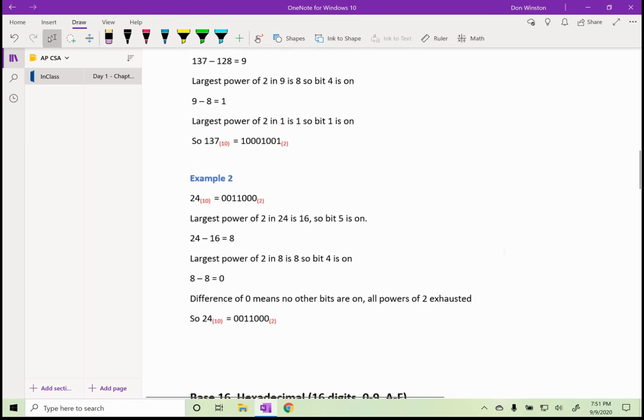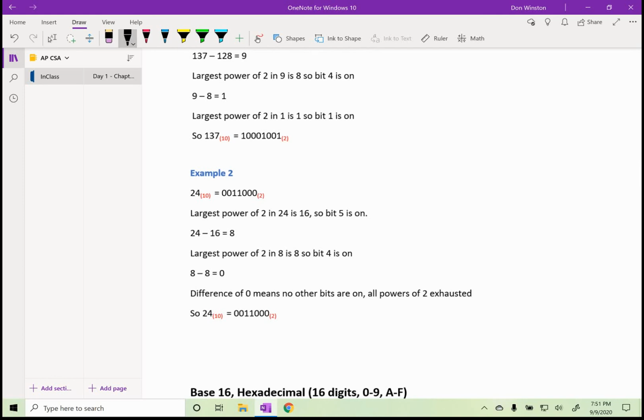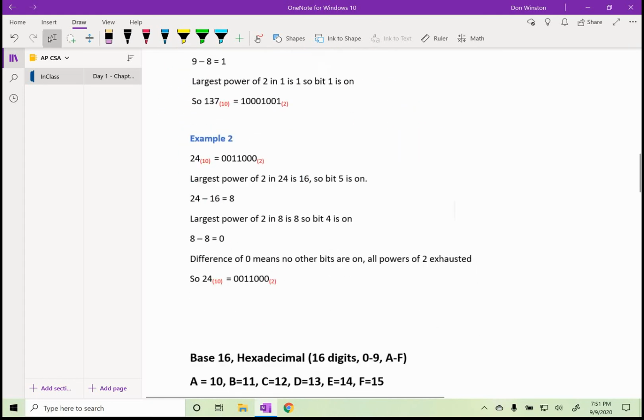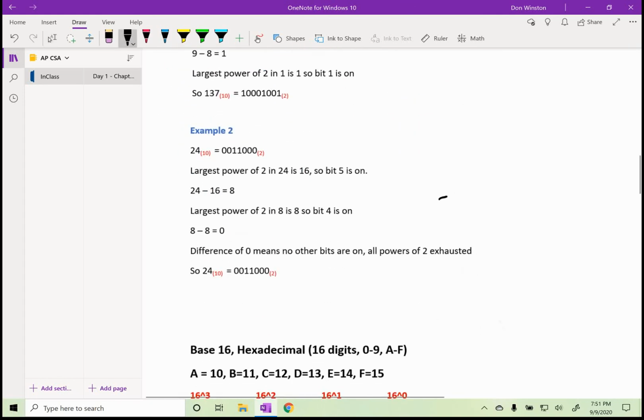All right, so try these numbers here. What would 243 base 10 equal base 2? And then maybe 164 base 10. So try that. What would 243 base 10 equal? And what would 164 base 10 equal in binary?